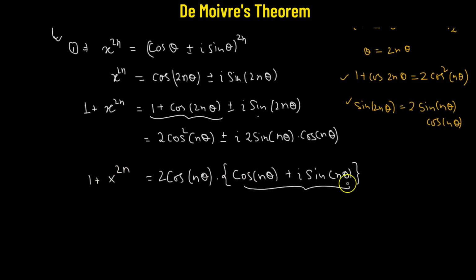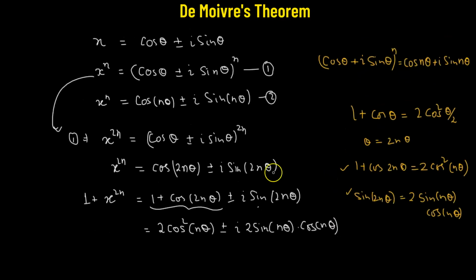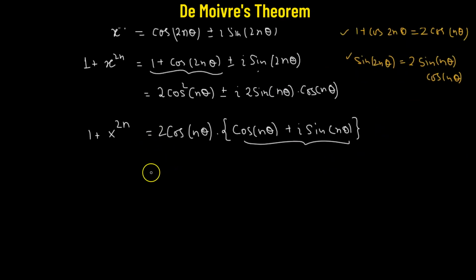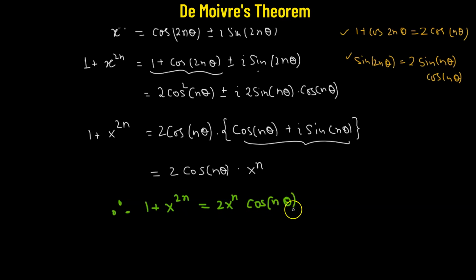Now here we have already obtained this value. So if we look at equation number 2, we can replace this value with x raised to the power of n. So we have 2 times cosine of n theta multiplied to x raised to the power of n. Therefore, we have successfully shown that 1 plus x raised to the power of 2n is equal to 2 times x raised to the power of n times cosine of n theta, whenever we have our expression given by x squared minus 2x cosine theta plus 1 equals 0. Hence proved.